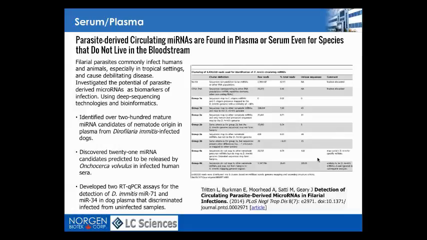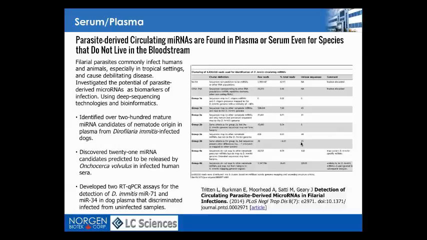Then let's switch to the more common sample types, serum and plasma. Here again, a sequencing experiment looking at different filarial parasites, meaning worms, that animals or humans are typically infected with. What was done here is basically they identified in the study a total of 200 mature microRNAs of nematodes in the serum and plasma samples. They looked both at human as well as canine samples, and they identified 200 mature microRNAs that originated from nematodes in the plasma of heartworm-infected dogs.